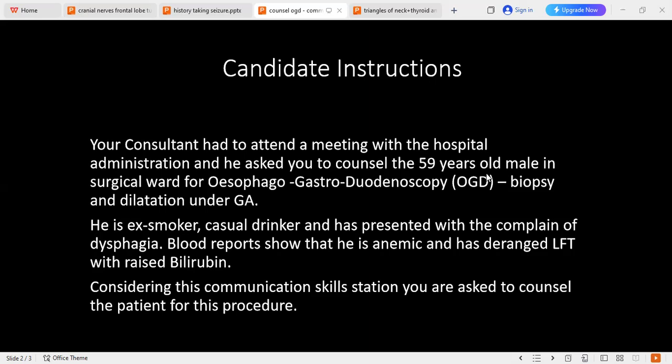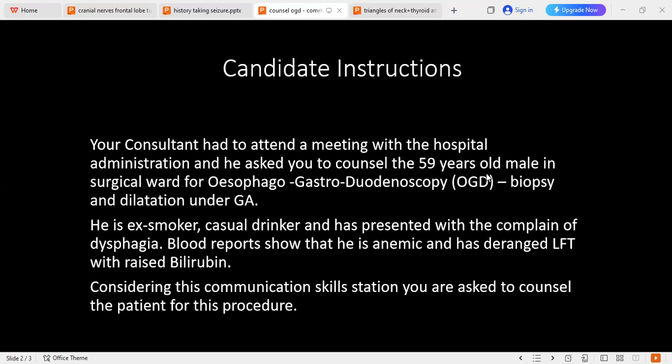Patient will also ask you if there is any other alternative you can do instead, because when you were telling about the food pipe, the patient will get afraid and would say, is there any other alternative you can do? I'm really afraid of this procedure. What is the alternative you can offer?